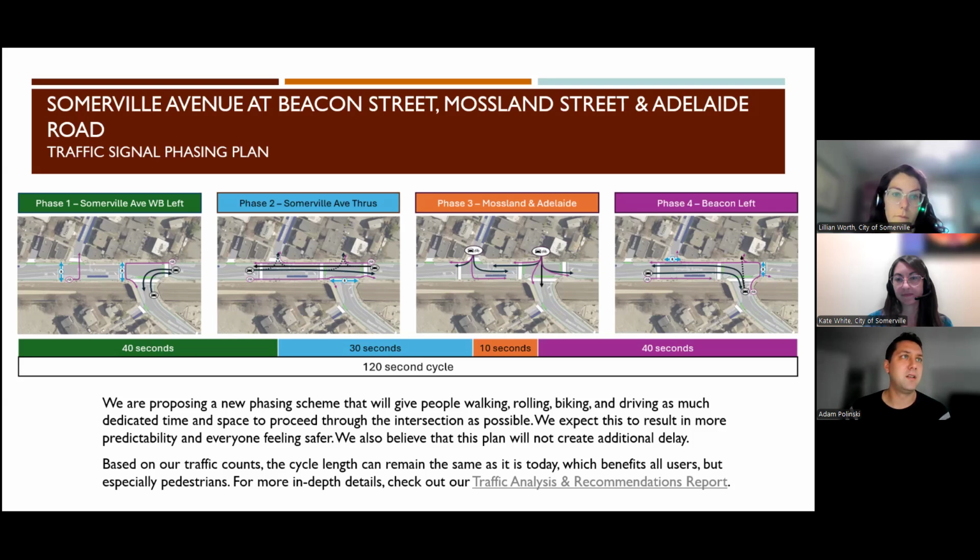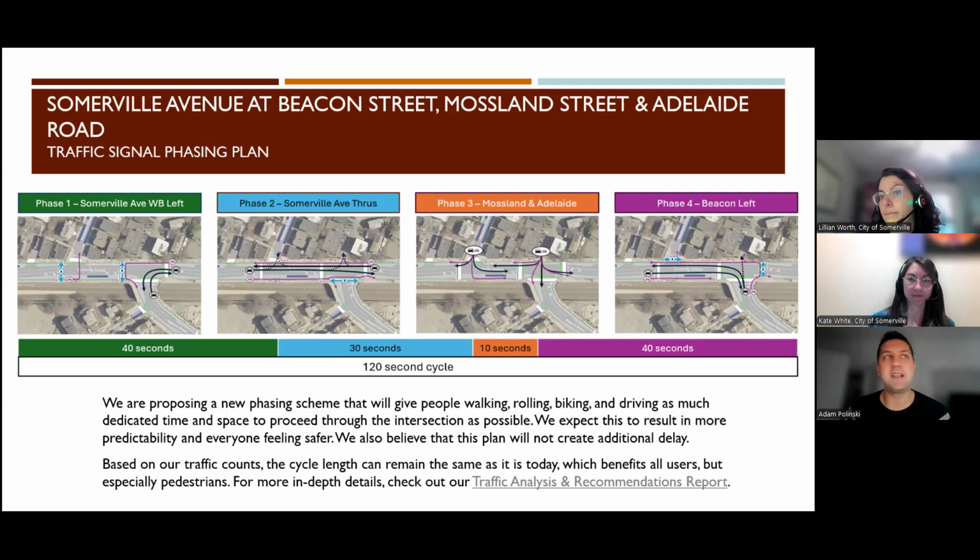During the second phase, drivers proceeding straight along Somerville Ave in either direction will have the green. Drivers will also be permitted to turn onto Mawson Street or Adelaide Road during this phase after yielding to oncoming traffic, cyclists, and pedestrians. Again, Mawson Street is new. That does not exist today because Mawson Street is one-way southbound. But we really don't anticipate that having a major overall traffic impact because the volumes on both of these streets are so low. Cyclists will also be able to proceed straight in either direction along Somerville Ave and can turn right onto Beacon, Mossland, or Adelaide after yielding to pedestrians. And then pedestrians will have the walk sign for the crosswalk across Beacon.